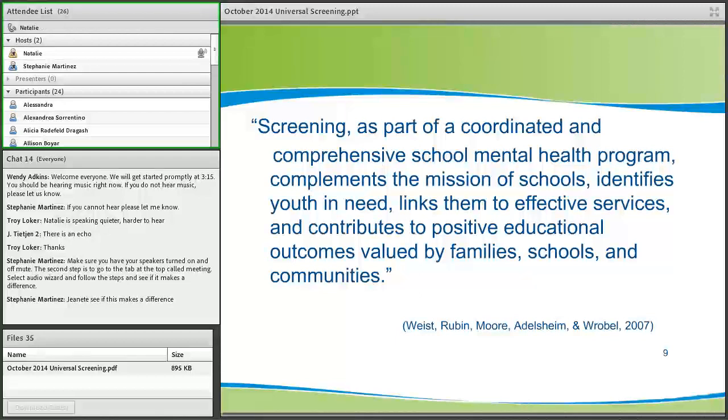Okay, so I really like this quote here because I think it emphasizes several important features when we're talking about universal social emotional screening. One, as I've hopefully been emphasizing, this is one component of a coordinated and comprehensive school mental health program. And it's intended to really align with the mission and vision of your schools and districts. Universal screening is intended to identify those students in need of additional supports and facilitate the process of linking students to effective interventions and services, and ultimately to help us support students in achieving those outcomes that are valued by the students themselves and family and school community.